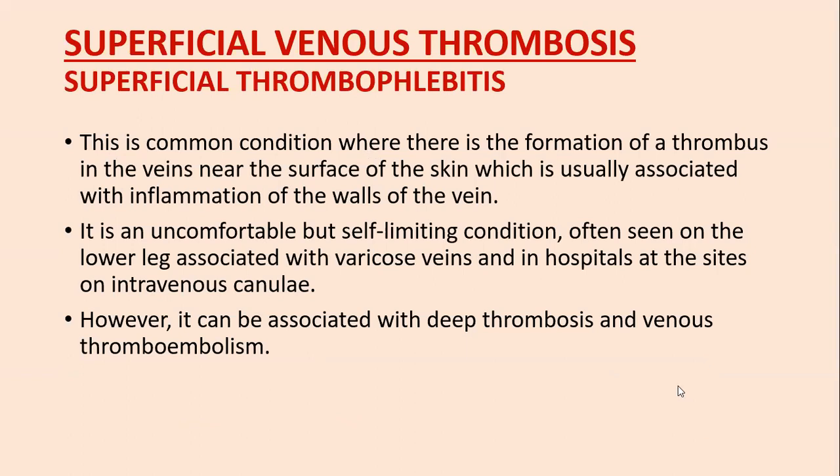Now we will discuss the second topic, and this topic is superficial venous thrombosis. We have already discussed the DVT. Now we are coming to the thrombosis in the superficial venous system, which is also known as superficial thrombophlebitis. This is a common condition where there is formation of thrombus in veins near the surface of the skin, which is usually associated with inflammation of the walls of the vein.